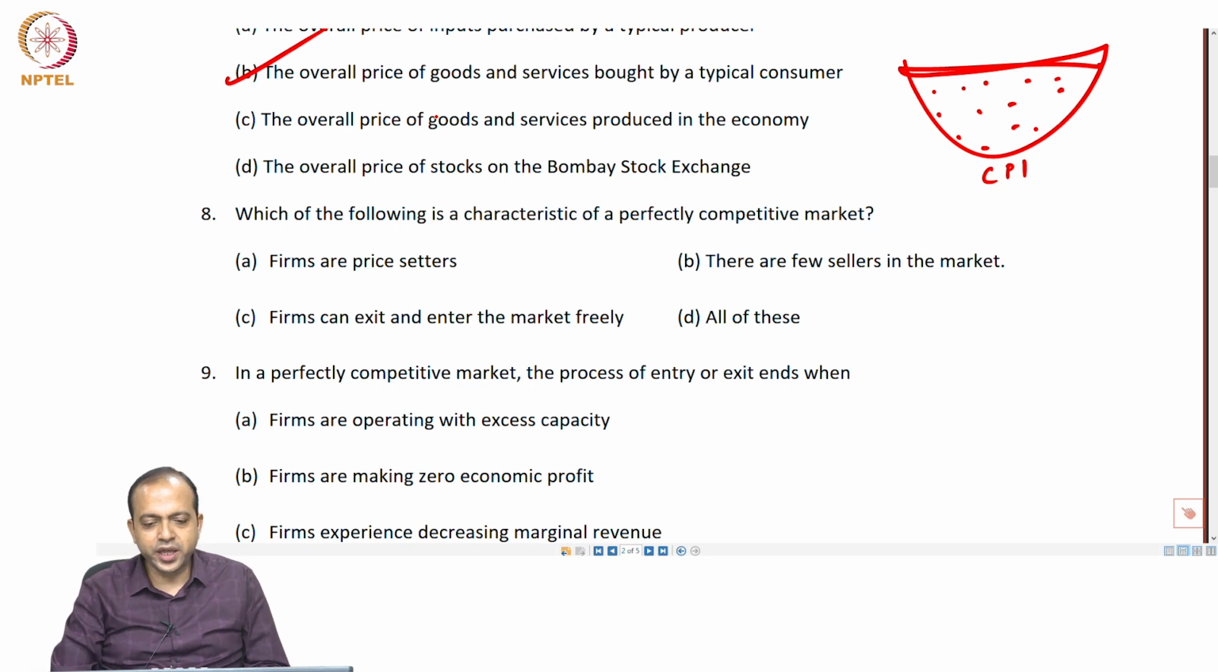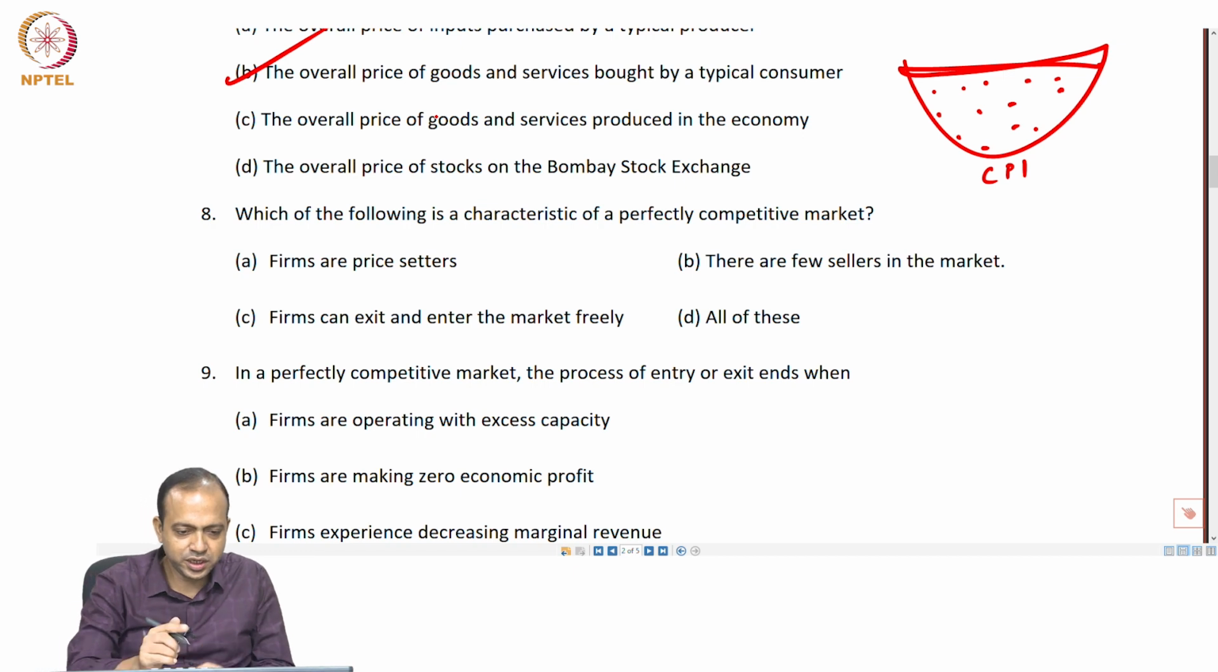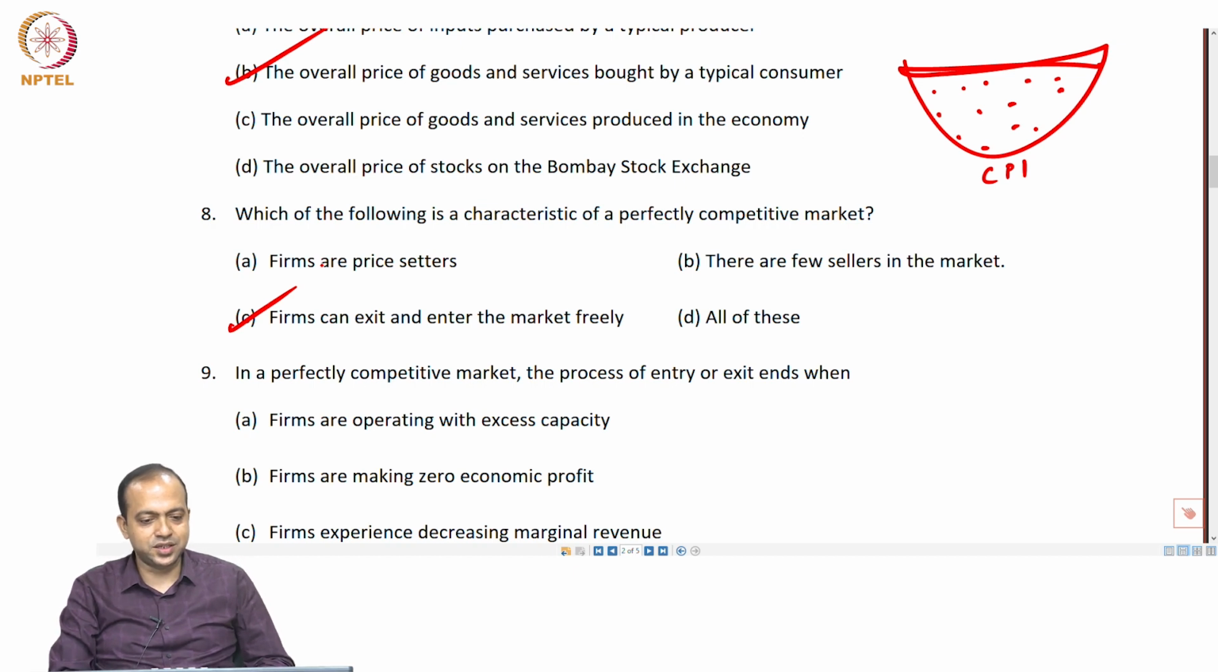Which of the following is a characteristic of a perfectly competitive market? Firms are price setters? No, that is not true. In a perfectly competitive market, firms do not have any control over prices, rather firms are price takers. There are few sellers in the market? No, that is also not true. There are n number of sellers in the market, n number of buyers also. Firms can exit and enter the market freely, so obviously this is the answer.